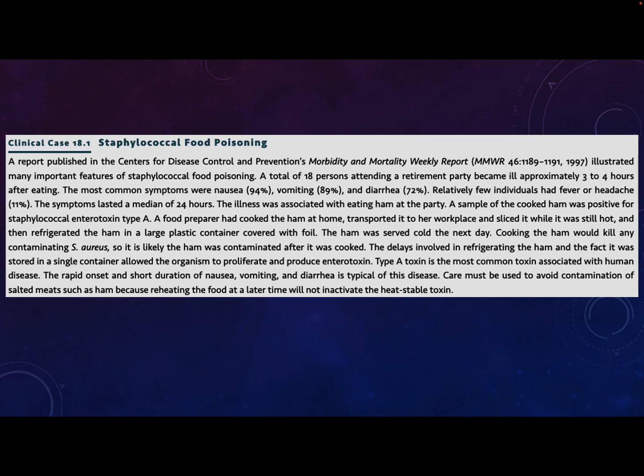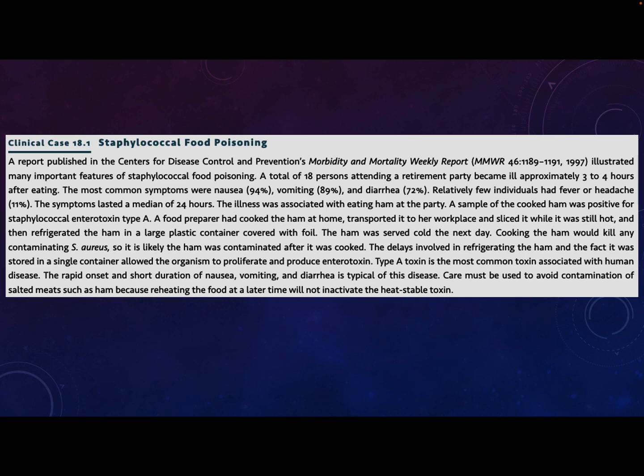Most common symptoms were nausea, vomiting, and diarrhea. So obviously it's a GI thing. Relatively few individuals had fever or headache. Remember, if you don't actually have the pathogen producing toxin in the bloodstream, you're probably not going to have a fever. So it's limited to the GI. The patients don't have any nervous system complications really, or a fever. It's an intoxication. And it only lasted about 24 hours. It's one of those 24-hour stomach bugs that somebody got.